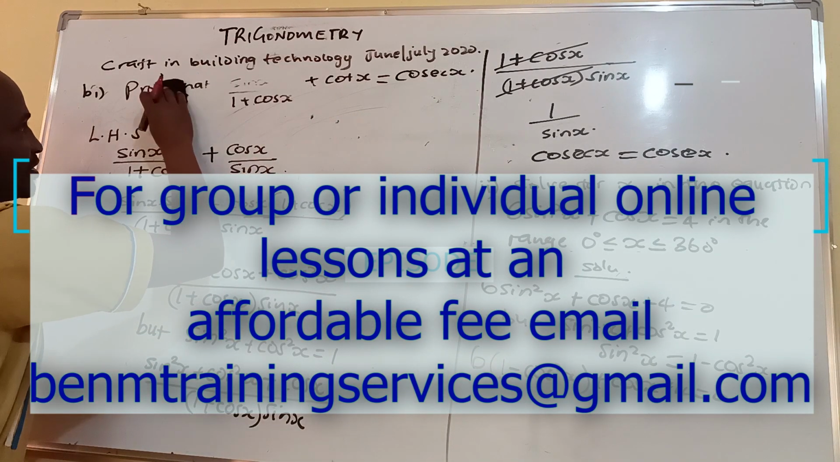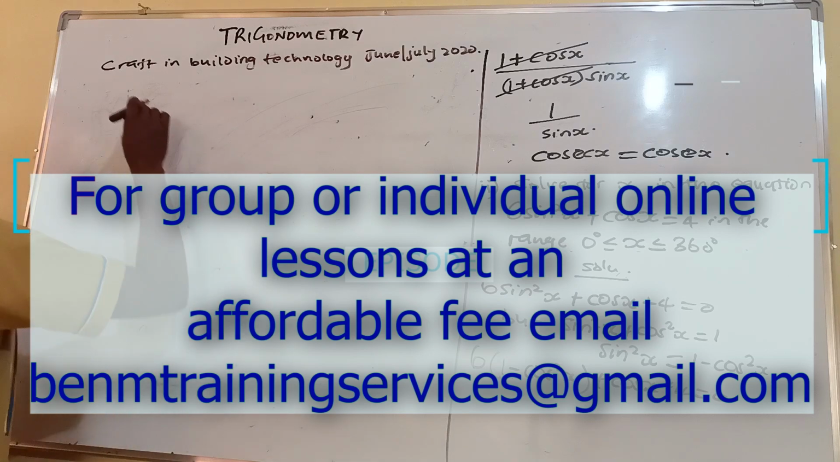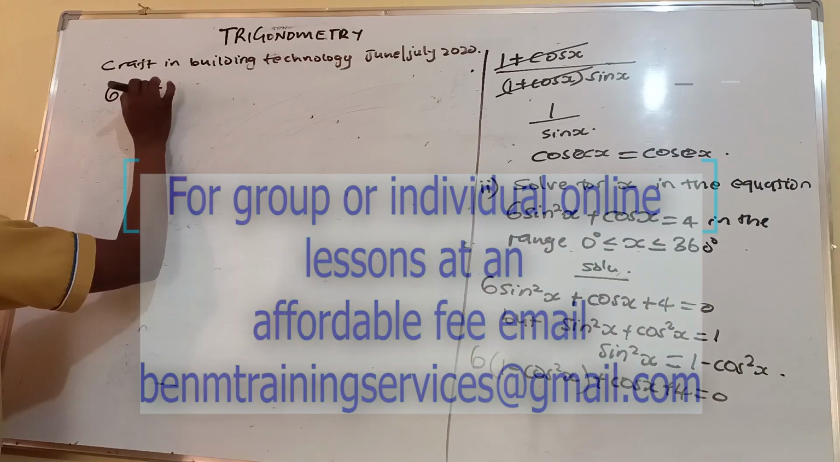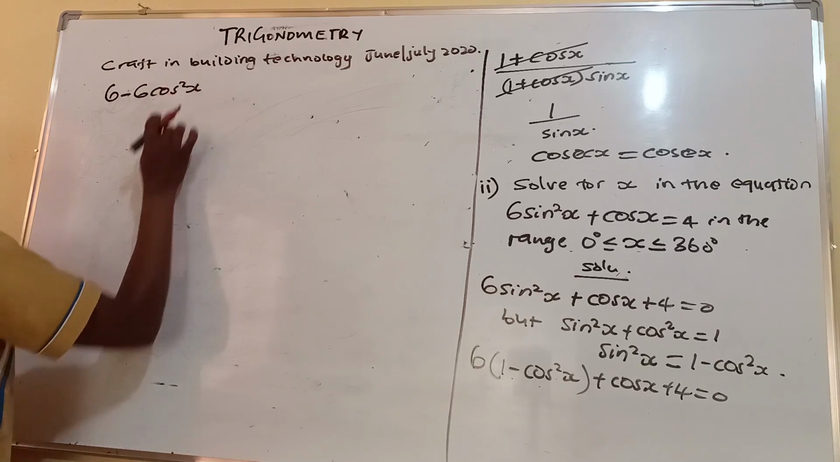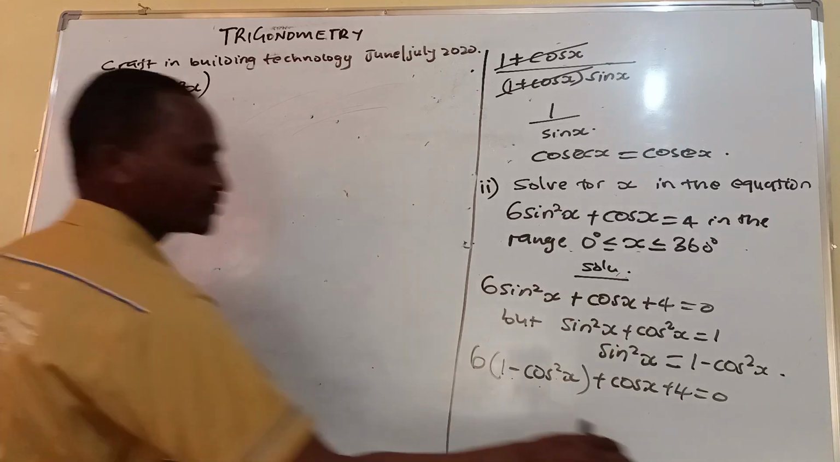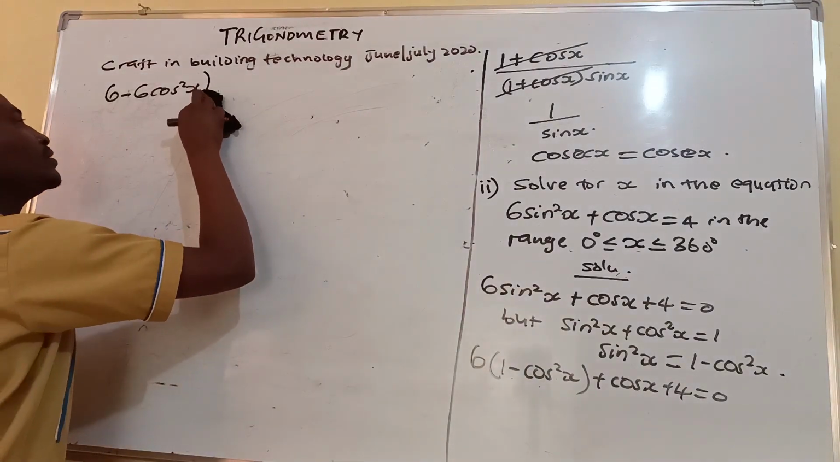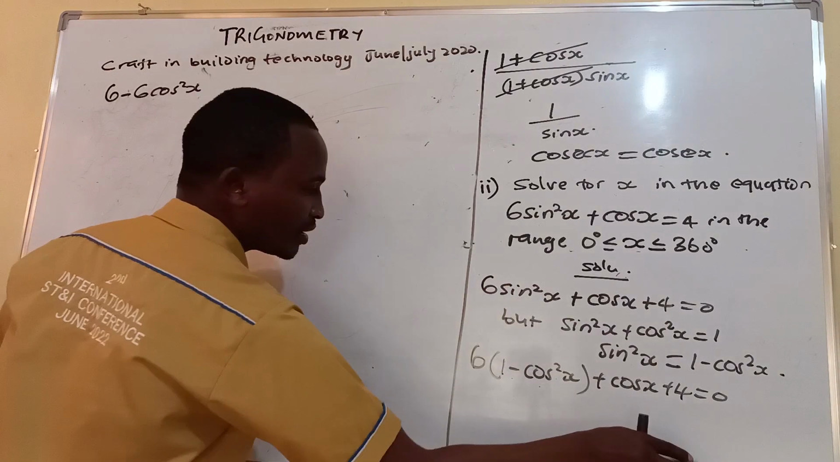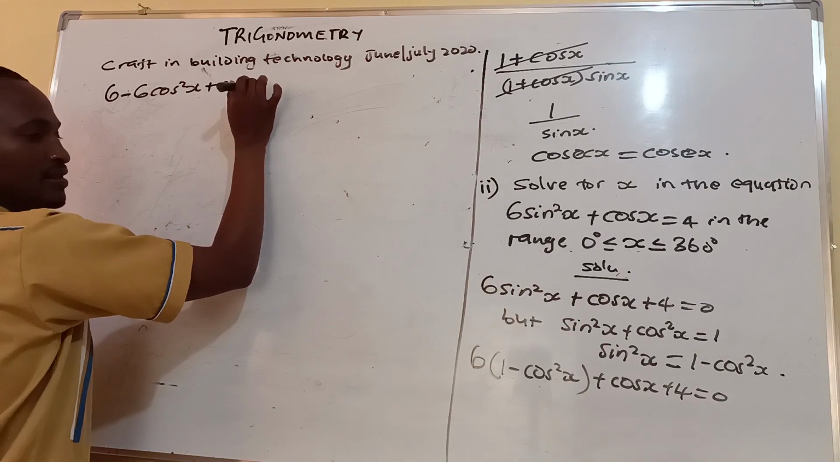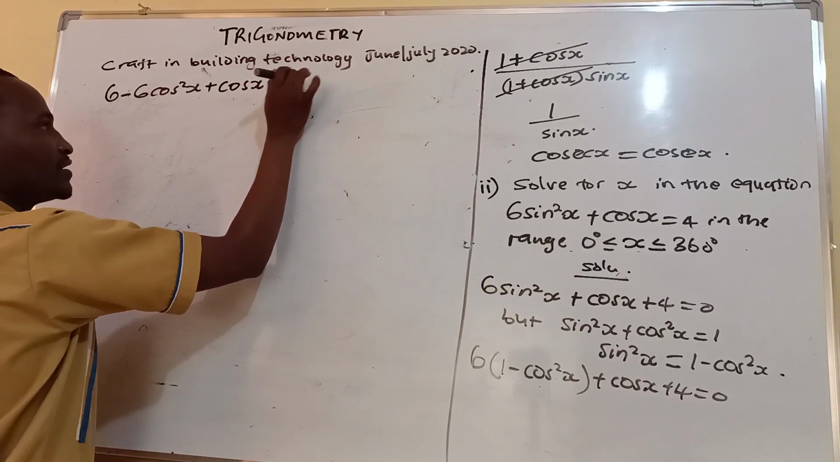Now let us make use of this space. If you now open the bracket, it will be 6 minus 6 cos squared x plus cos x plus 4 is equal to 0.